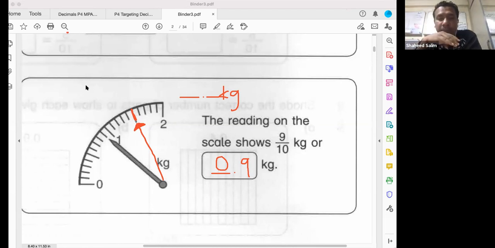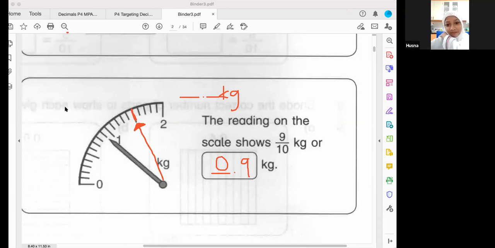Shafia, I can do that, Shafia. Amara can do? Amara, congratulations. Well done. I cannot see. You can't see.